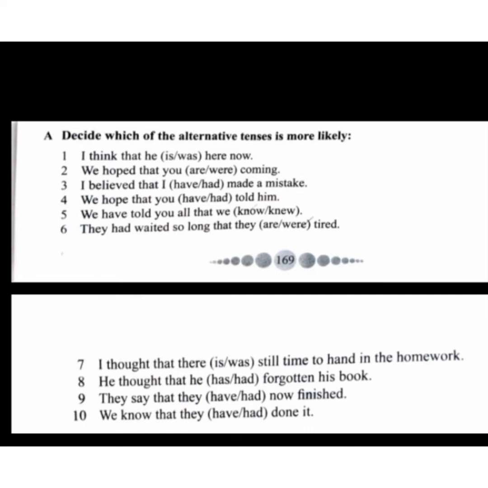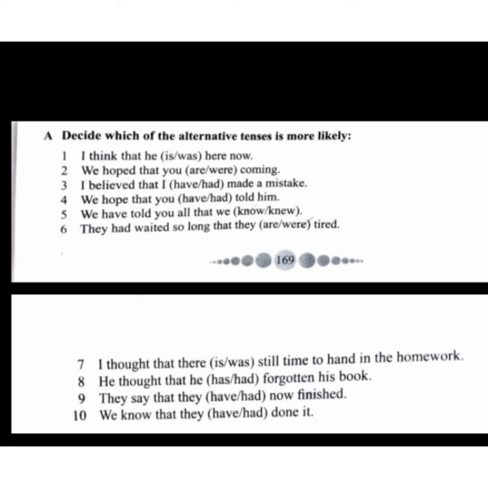So let us do the exercises of this chapter. Let us start with exercise A. Sorry. So what is exercise A? Decide which of the alternative tenses is more likely. Okay, you have to check the tense of the principal clause and decide which tense you have to use for the subordinate clause. Right? So let us start.